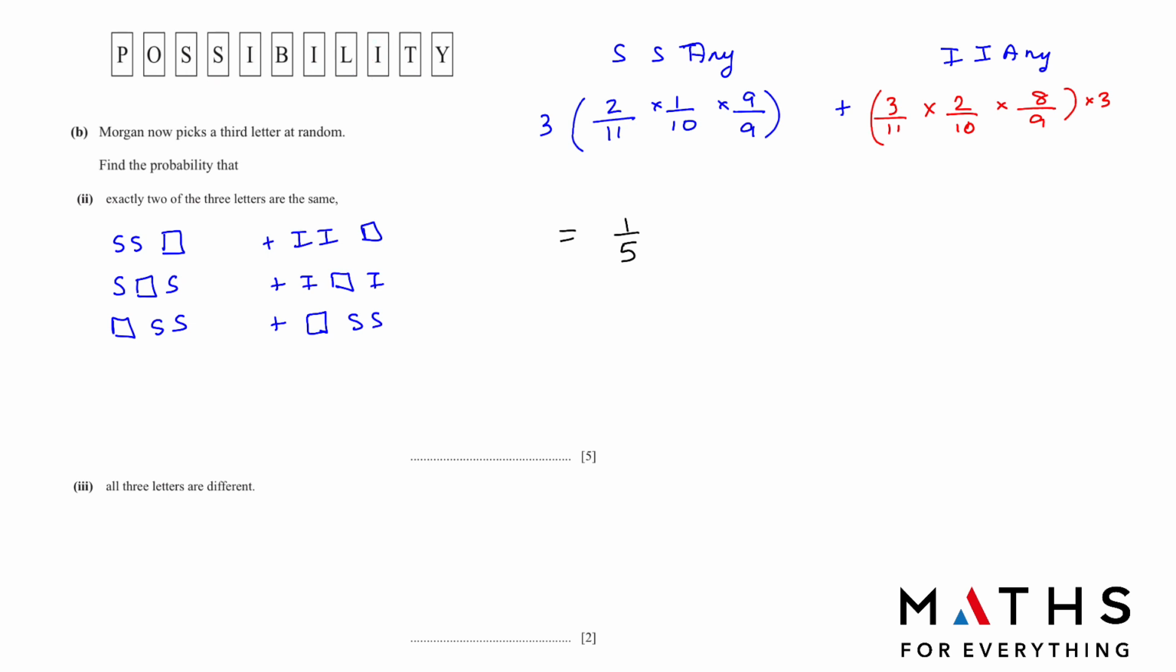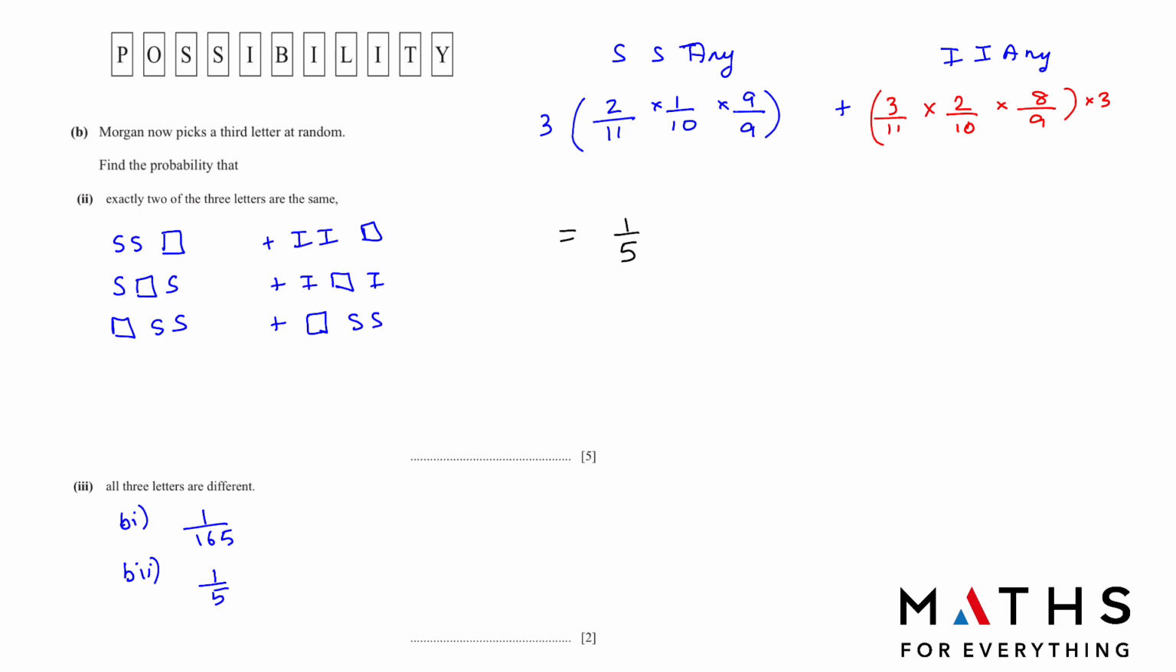It carries a lot of marks. I hope you have understood how to solve it. Now next part, all 3 letters are different. In B1 we found all 3 letters are the same. Let's see what the answer was. It was 1 over 165. We don't want all 3 letters the same. We want all 3 letters different. In B2 we found, what if 2 letters are the same? That is 1 over 5.